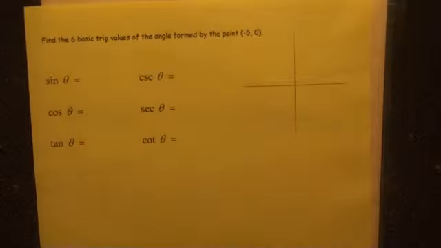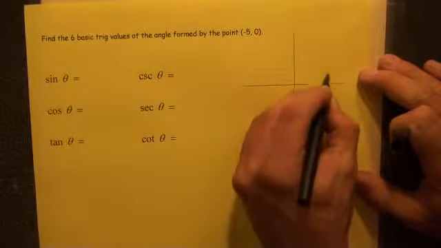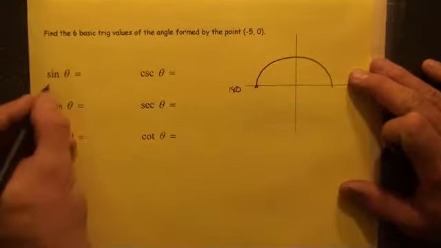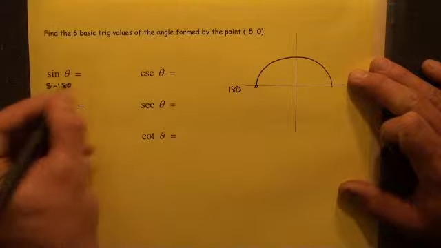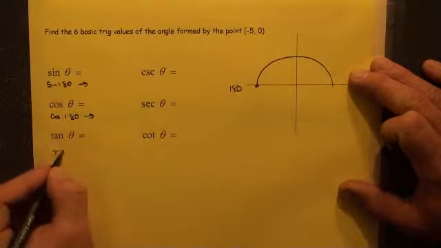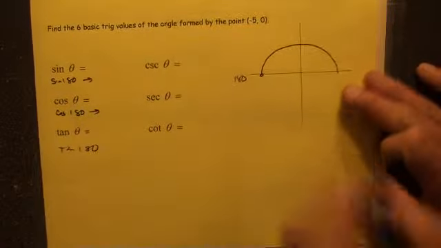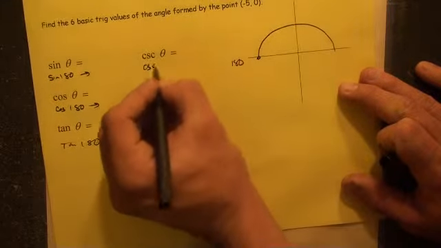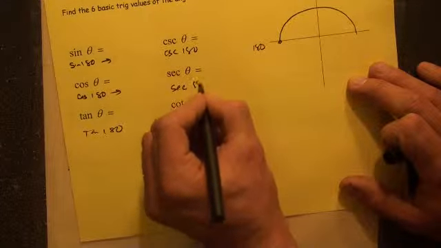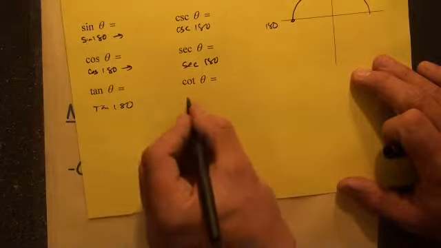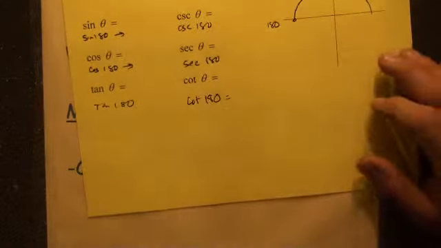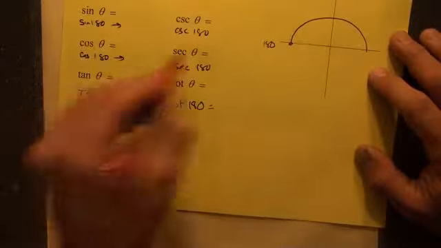All right, next one, negative 5, 0. Well, that's putting us at a reference angle of 180. So we're doing sine of 180, cosine of 180. Everything we're doing is with 180 degrees here. Of course, we could also think of it in radians as pi. So secant of 180 or secant of pi, cotangent of 180 or cotangent of pi. All right. So this puts us on.